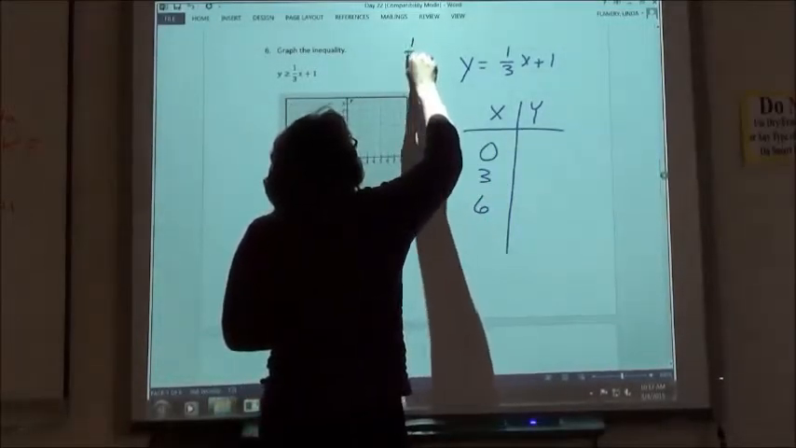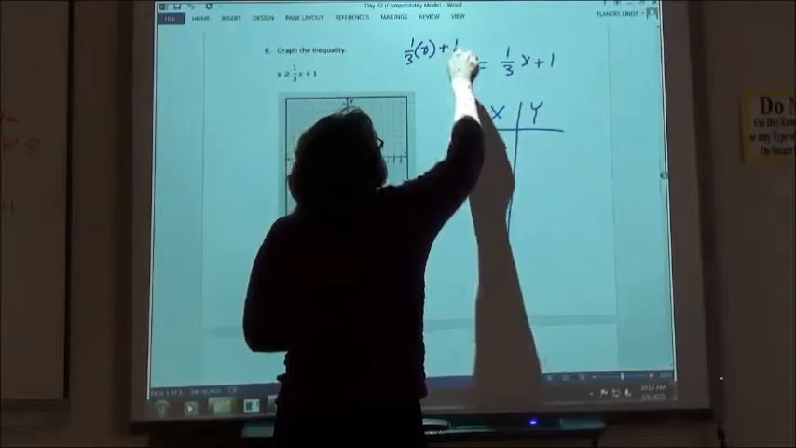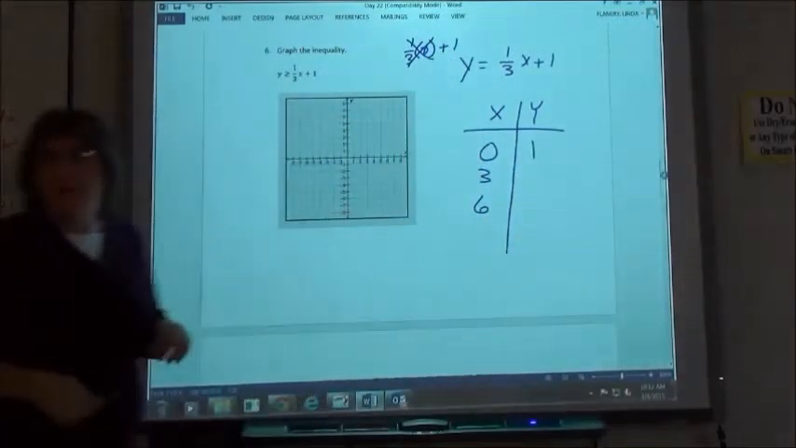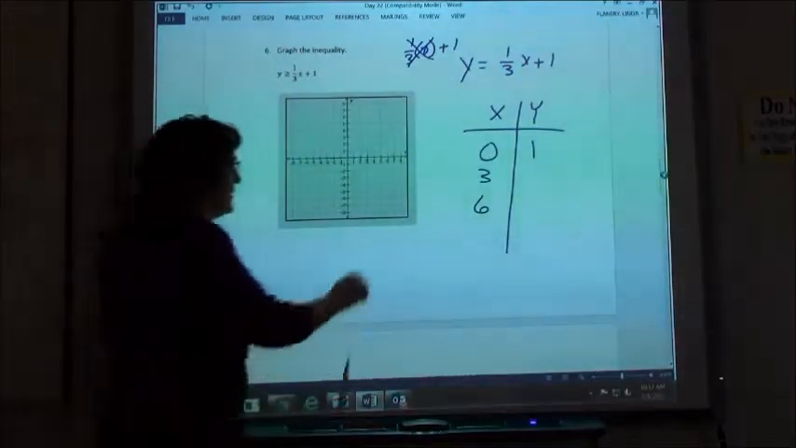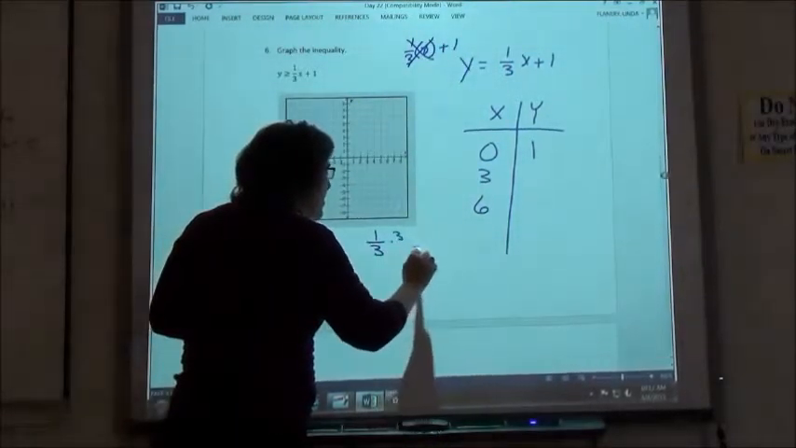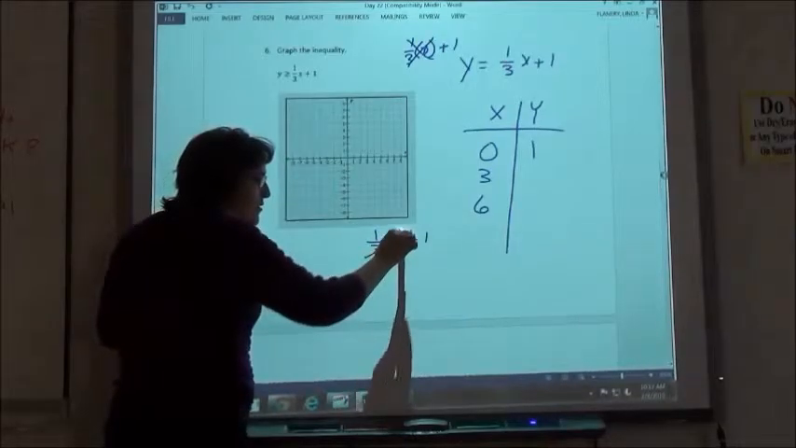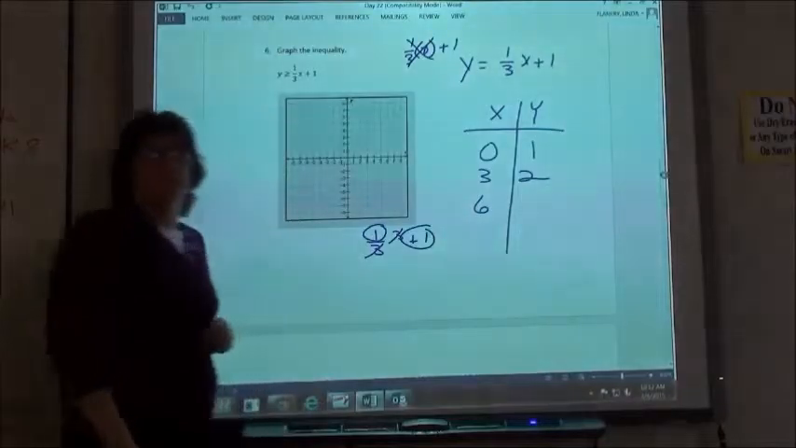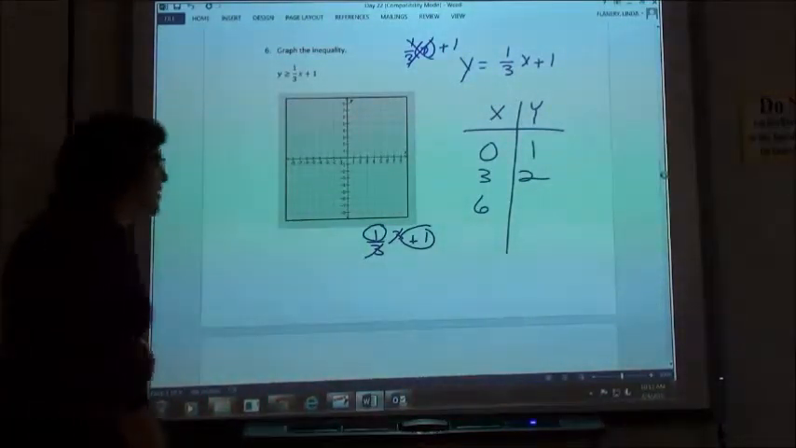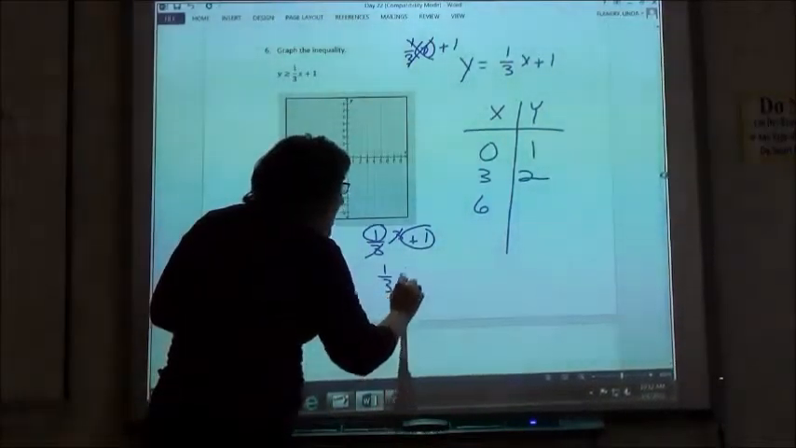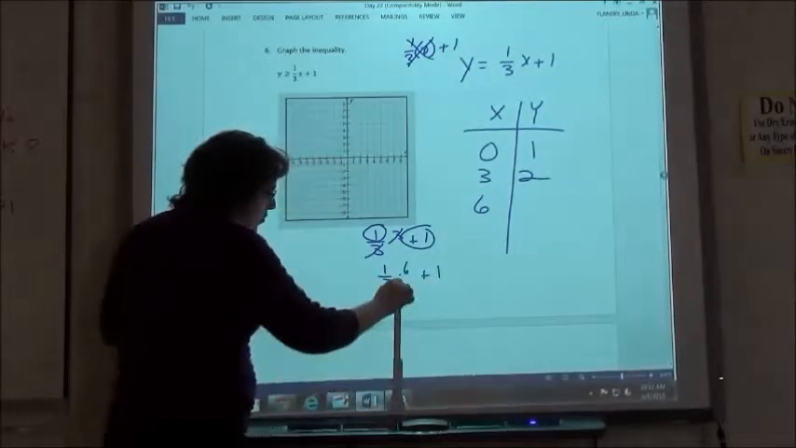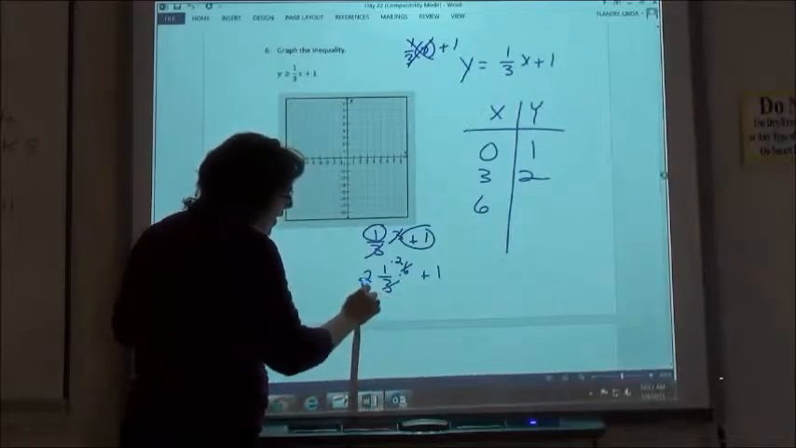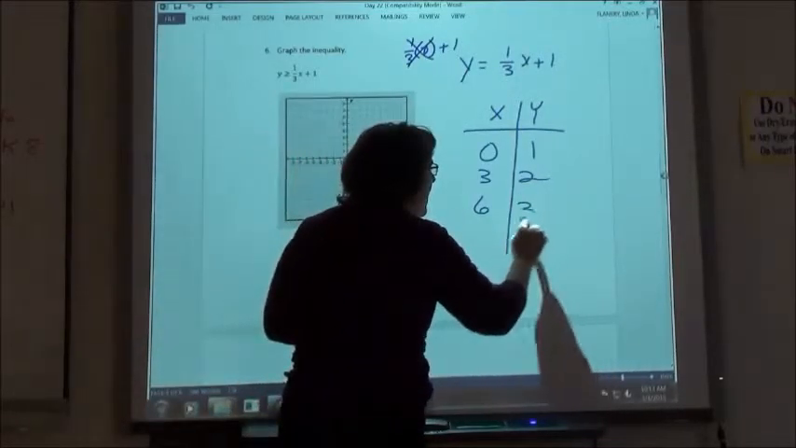So if I take 1/3 times 0 plus 1, well, anything times 0 gets rid of that, you just get the end number, the 1. So that one's easy to do. If I do 1/3 times 3 plus 1, the 3's cancel out, so I get 1 plus 1, 2. If you're really bad with fractions, you can always use your calculator. 1/3 times 6 plus 1. Well, 3 goes into 6 2 times, so I have 1 times 2, which is 2. 2 plus the 1 on the end is 3.